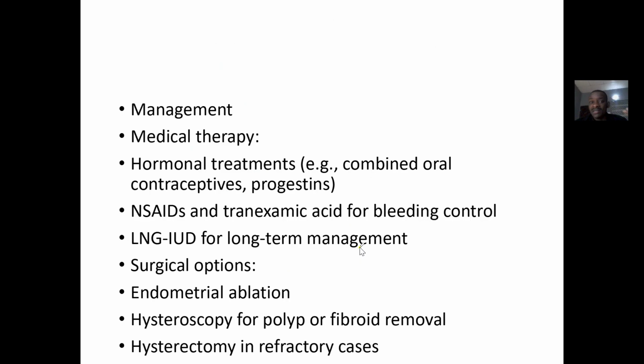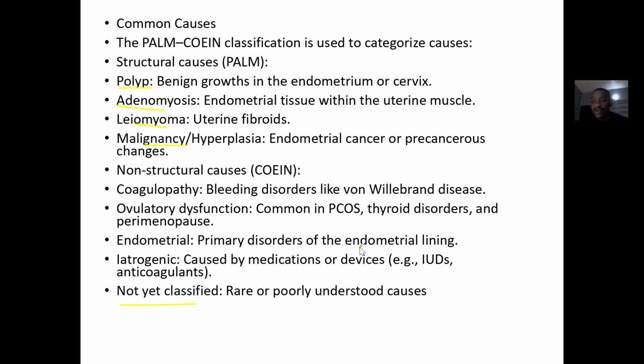So management: if some hormones are missing or decreased, you might want to replace them. If there's inflammation, you give non-steroidal anti-inflammatory drugs, and all of that. Surgical options are endometrial ablation, hysteroscopy, where you take out polyps and fibroids, then hysterectomy, in cases where it keeps coming back and coming back.